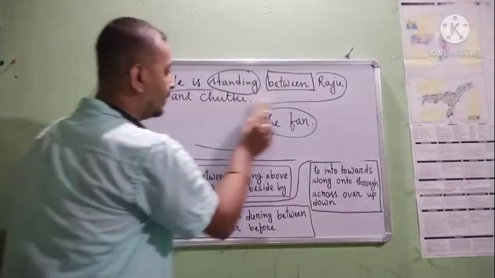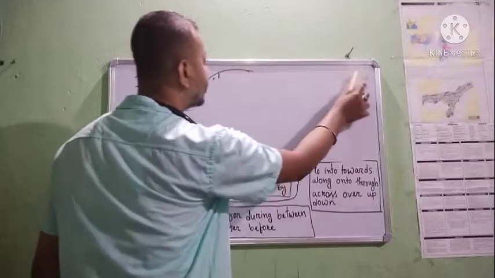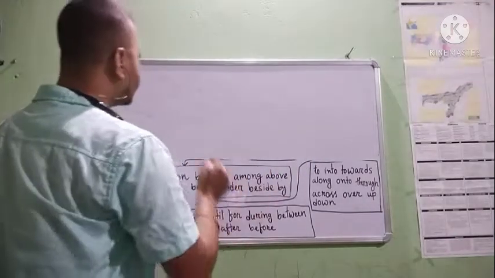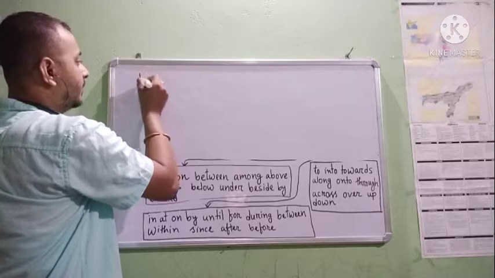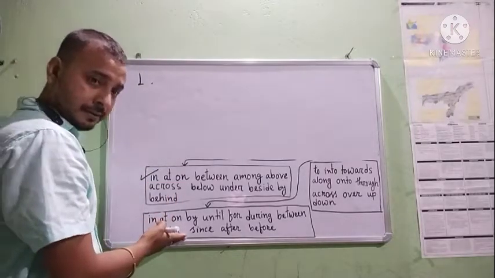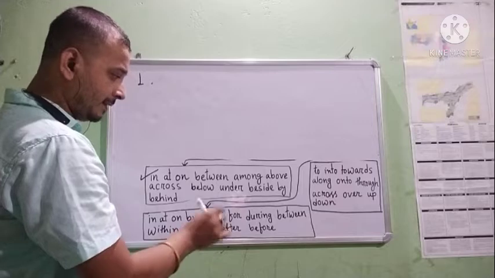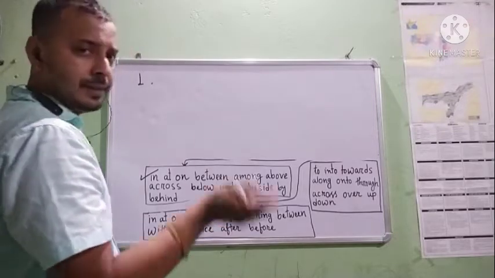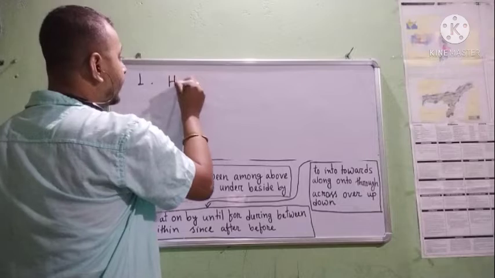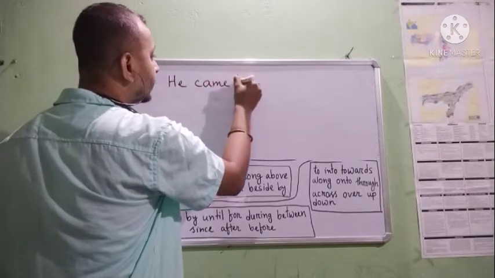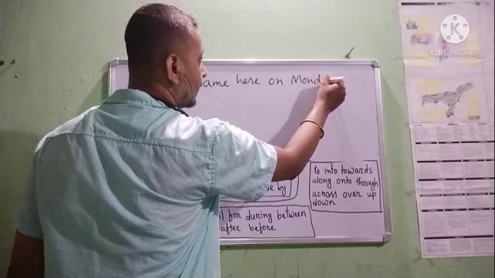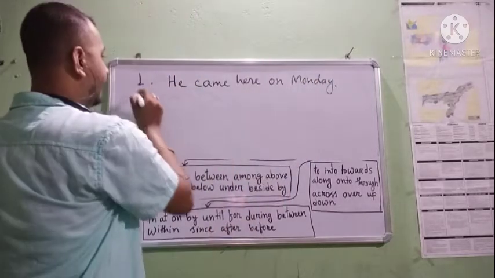Now let us give examples of prepositions of time and direction. Okay, prepositions of time now. Prepositions of time are these. From this I will take any two examples and I will show you. He came here on Monday. This one.